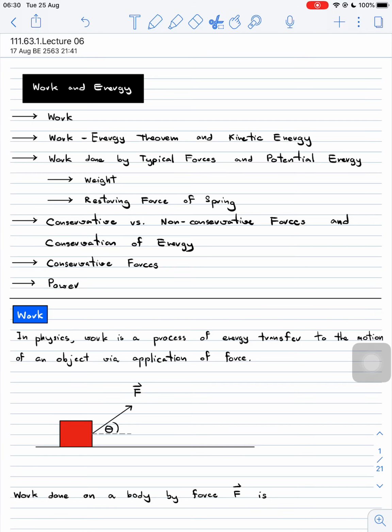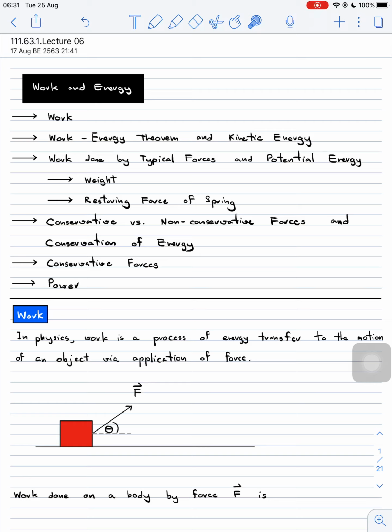Work and energy. In this chapter, we just want to make the understanding about work and the relation of the work in physics to the energy. First of all, we talk about the definition of the work. And then later, let's talk about the work energy theorem.